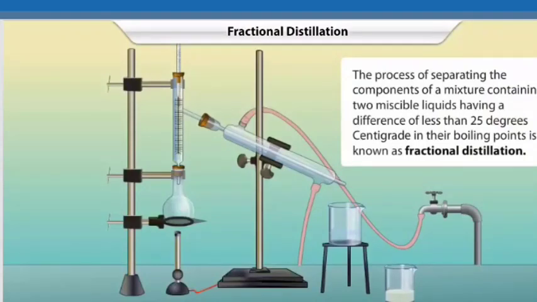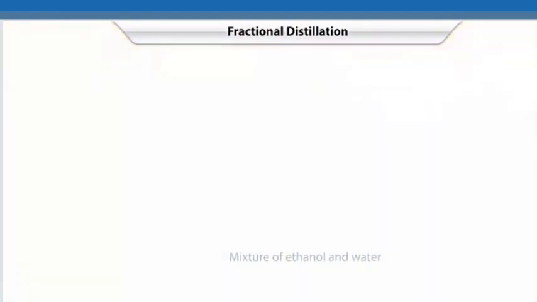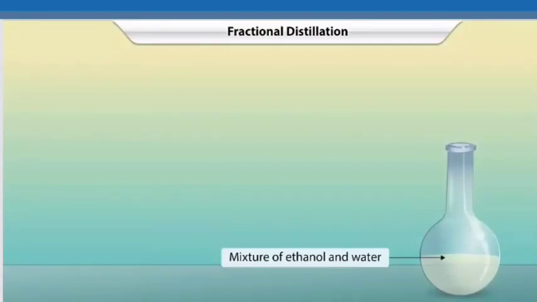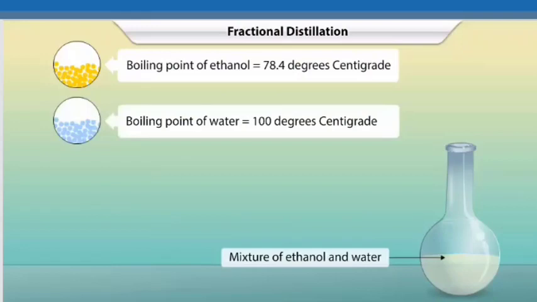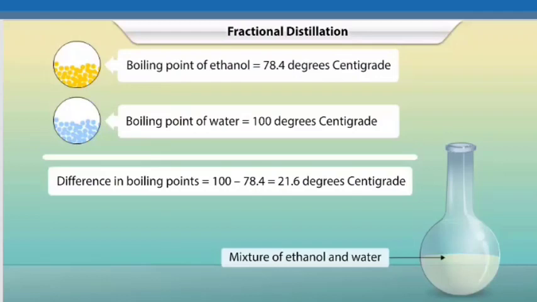The process of separating the components of a mixture containing two miscible liquids having a difference of less than 25 degrees centigrade in their boiling points is known as fractional distillation. Let's see how to separate the components of a mixture of ethanol and water by using fractional distillation. The boiling point of ethanol is 78.4 degrees centigrade and the boiling point of water is 100 degrees centigrade. The difference between their boiling points is less than 25 degrees centigrade.